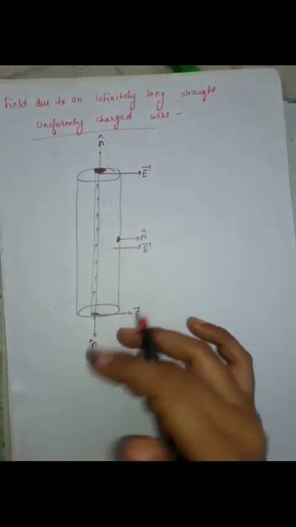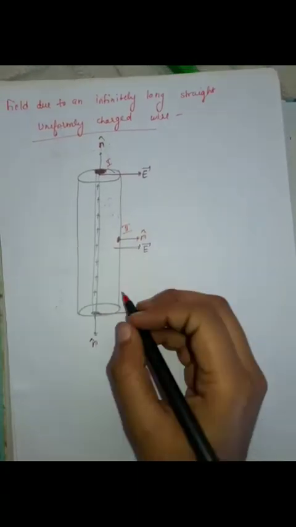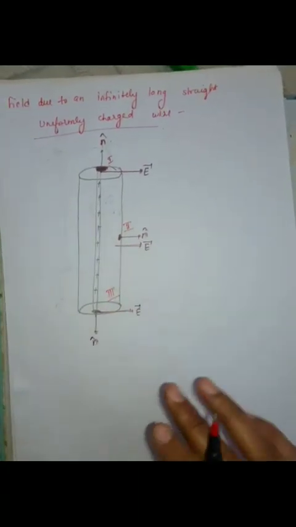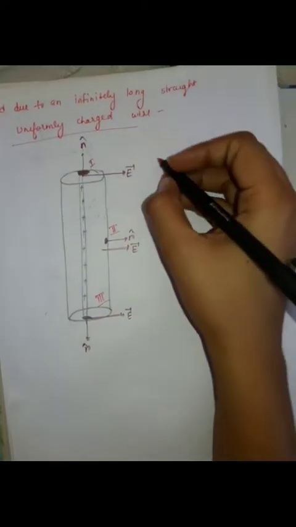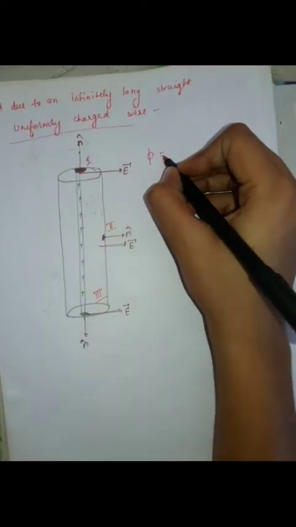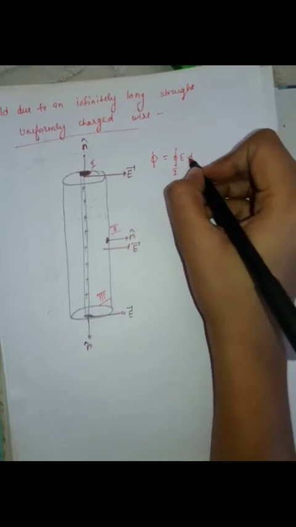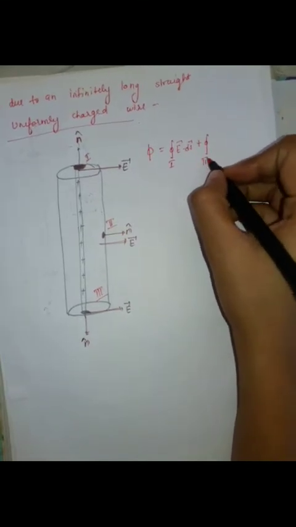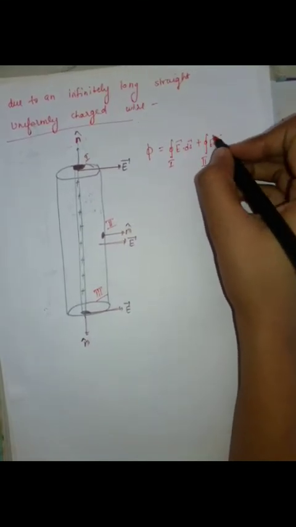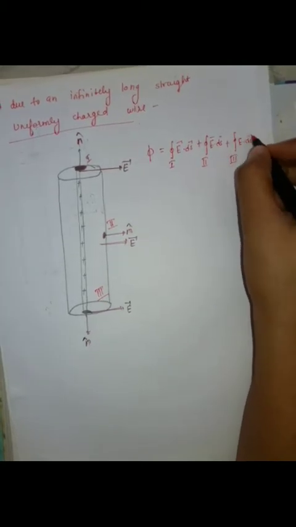Now we have three cases. So this is your first case, this is your second case, and this is your third case. For these three cases, we will calculate the electric field. So phi, the electric flux, equals due to the first surface E dot dS, plus due to the second surface E dot dS, plus due to the third surface.